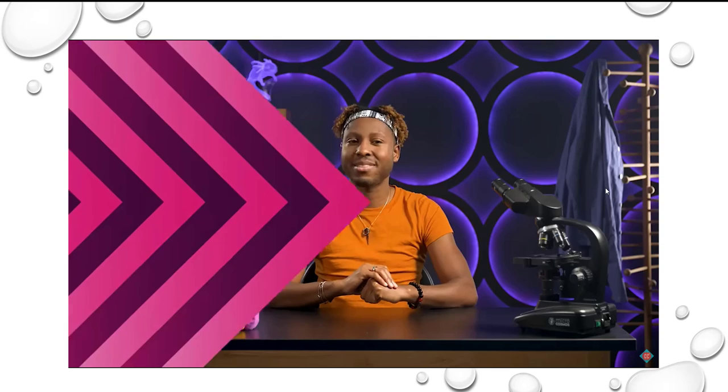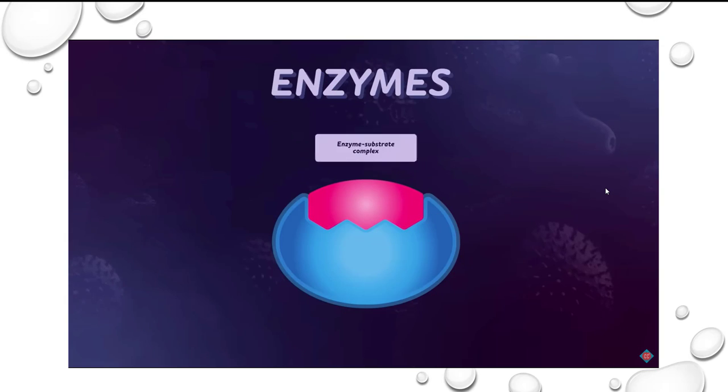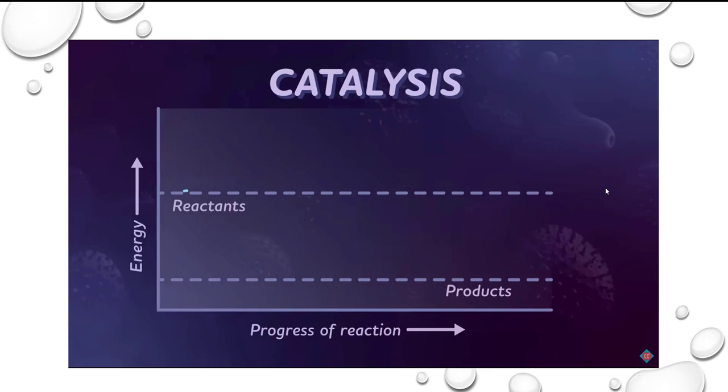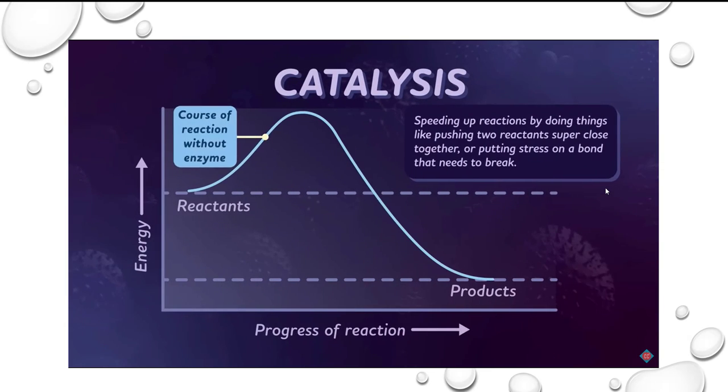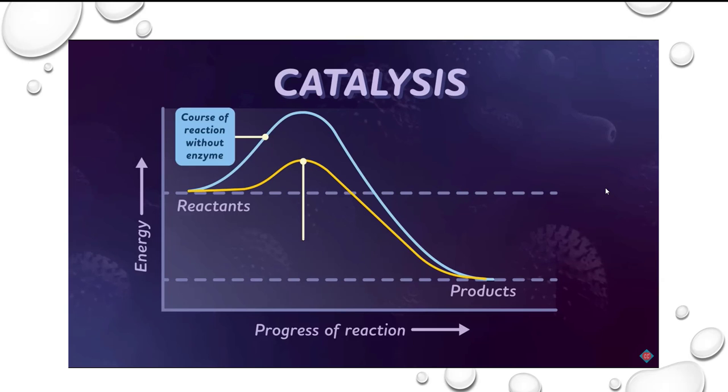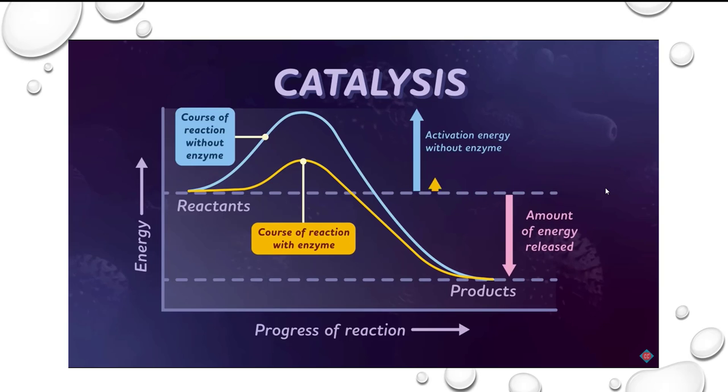Thankfully, nature has a trick to speed up these reactions. Proteins called enzymes. Enzymes stick to reactants because they have a complementary shape, like puzzle pieces. Then they catalyze reactions, speeding them up by doing things like pushing two reactants super close together, or putting stress on a bond that needs to break. By getting the chemicals closer to their reactive form, the enzyme lowers the energy it takes to activate the reaction, making it happen much faster.